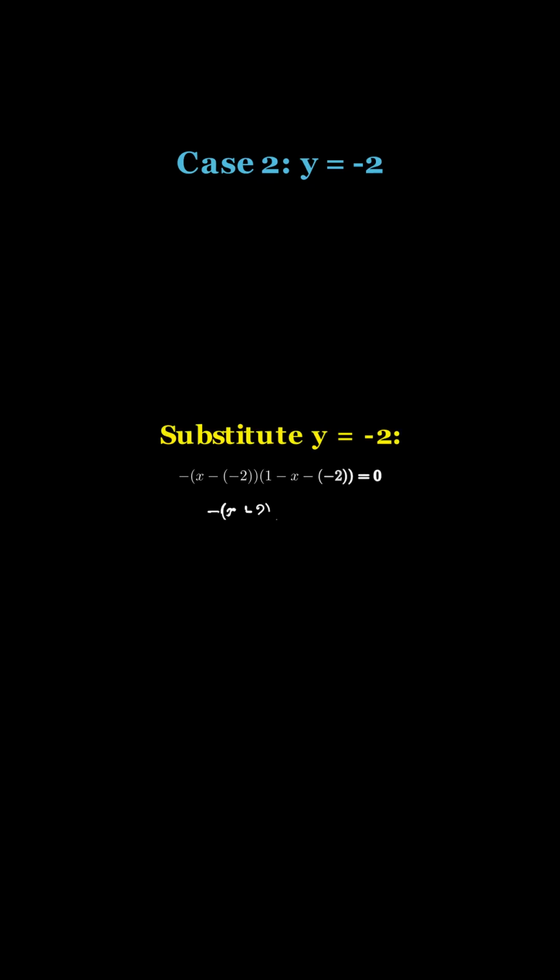Now let's examine the second case. y equals negative 2. Substituting y equals negative 2 into the first equation gives us negative of (x minus negative 2) times (1 minus x minus negative 2) equals 0. This simplifies to negative of (x plus 2) times (3 minus x) equals 0.